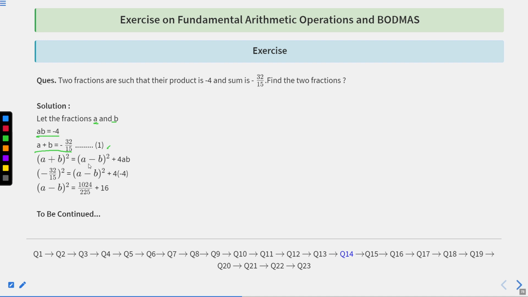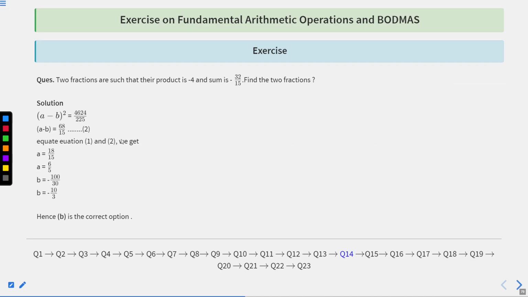Now A plus B whole square is equal to A minus B whole square plus 4AB. So this is the equation that we are going to use here. A plus B is already known to us, which is equal to -32 by 15 whole square, and A minus B is unknown, so we will leave it as it is, and AB is also known, which is equal to -4. So substitute it here, and at last you will have A minus B whole square equal to 1024 upon 225 plus 16. So this will be A minus B equal to 68 upon 15.